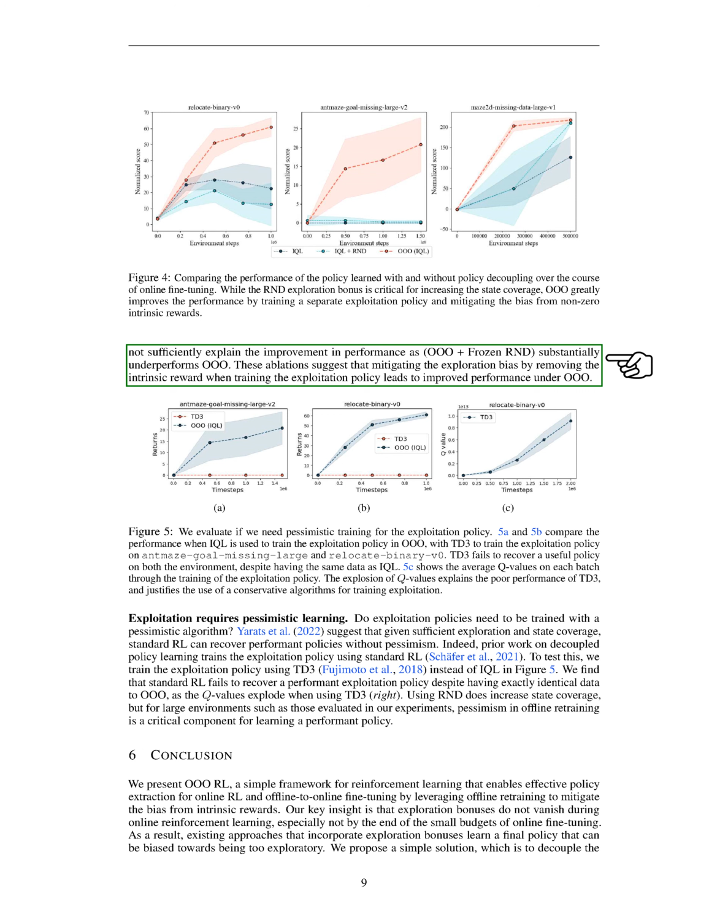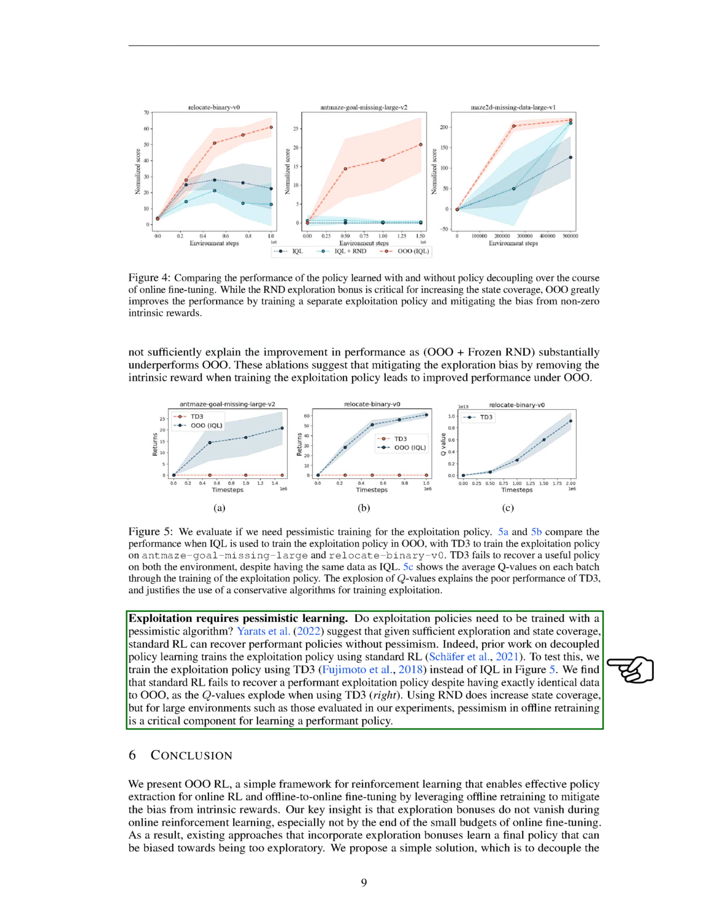We then ask whether exploitation policies need to be trained with a pessimistic algorithm. Some suggest that with enough exploration and state coverage, standard RL can recover performant policies without pessimism. To test this, we train the exploitation policy using TD3 instead of IQL. However, we find that standard RL fails to recover a performant exploitation policy, as the Q values explode when using TD3. While RND does increase state coverage, for large environments like those evaluated in our experiments, pessimism in offline retraining is a critical component for learning a performant policy.